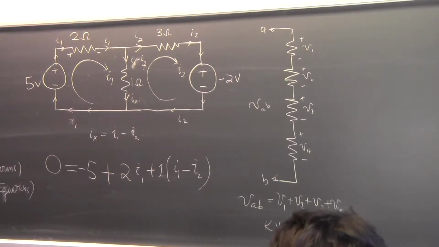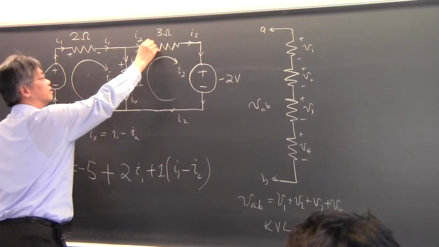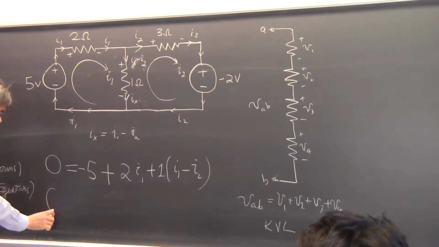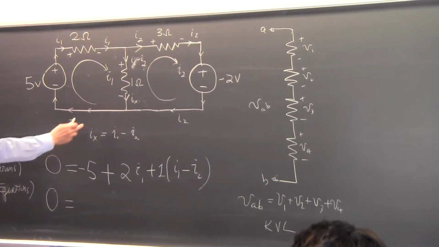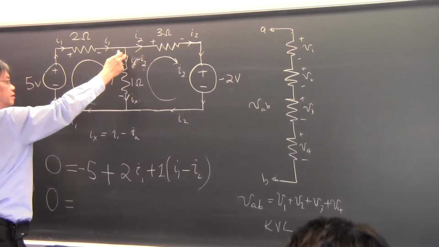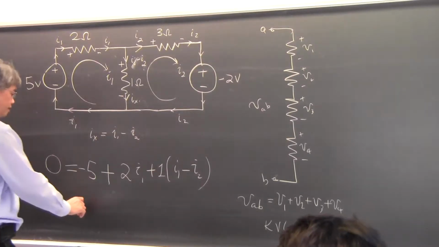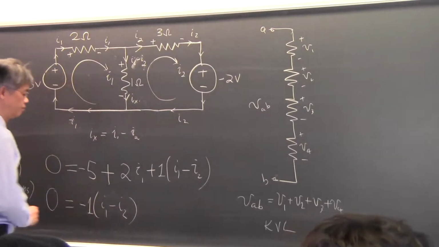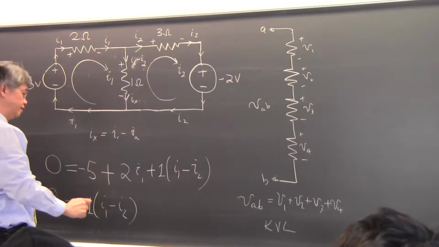KVL for loop 2, we do the same thing. We walk around this loop. Okay, this is a plus, this is a minus. This would be a plus, this would be minus as we walk around this loop. So the total voltage drop should also add up to 0. And the first time we walk, say we walk beginning from here to here. Okay, so that is a voltage rise. That is 1 ohm times I1 minus I2. Okay, that is the first branch of this loop. And then as we walk from here to here, that is a voltage drop.